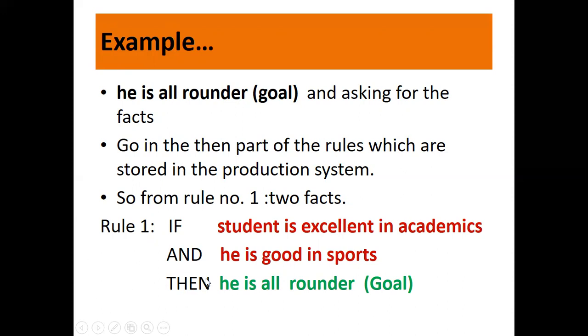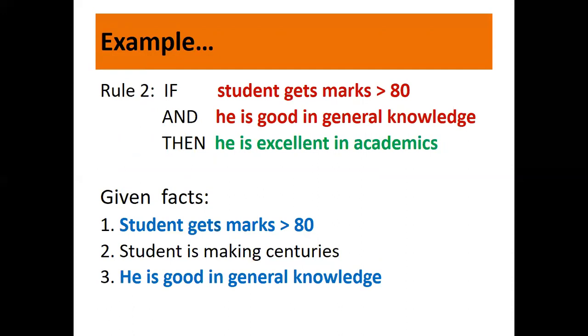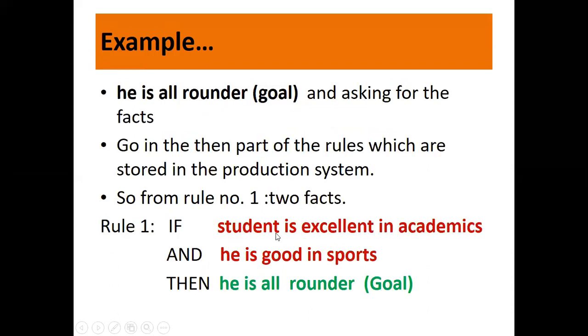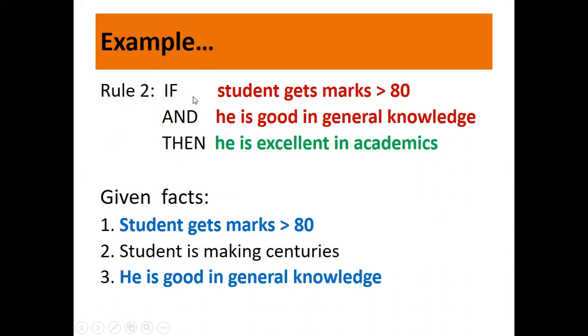So let us look at the rule number 1. Rule number 1 already has he is all-rounder, which is a goal. And what are the facts associated with it? It has two facts. Student is excellent in academics and student is good in sports, right? So from this goal, we could get two facts, right? Now let us search these two facts. Now these two facts, we could get them in rule number 2, right?